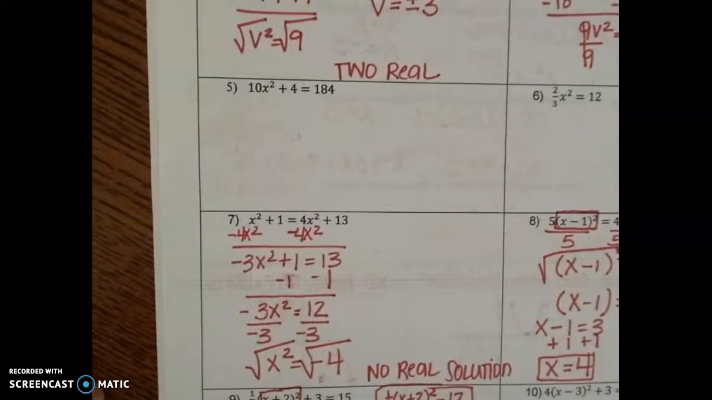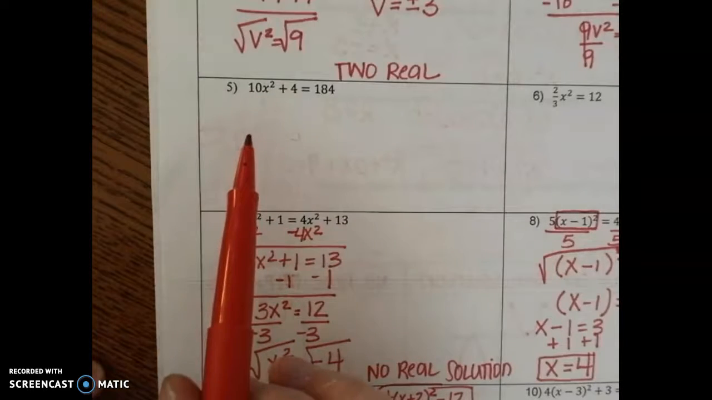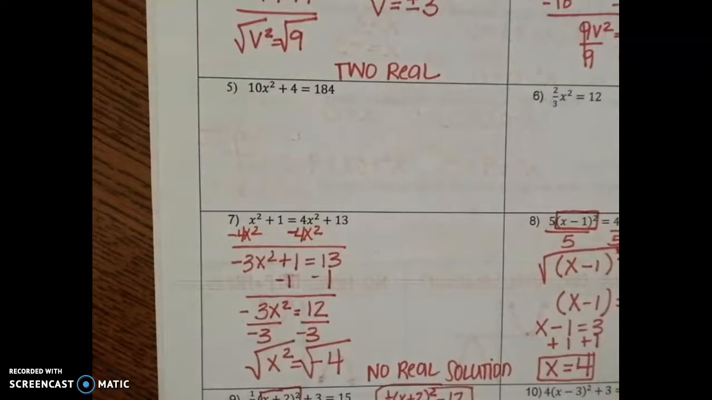Alright guys, I want to do the last three problems from our notes just so you would have the opportunity to listen to the instruction again. So I'm going to start with 5. So we'll do 5, 6, and 10. Those were the three that we did not choose to do in class.